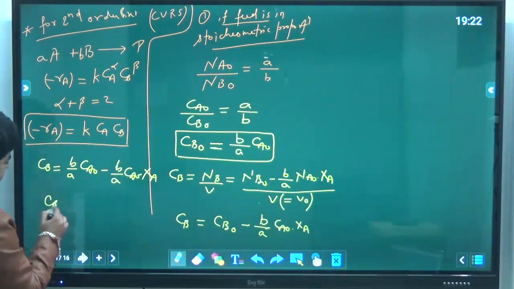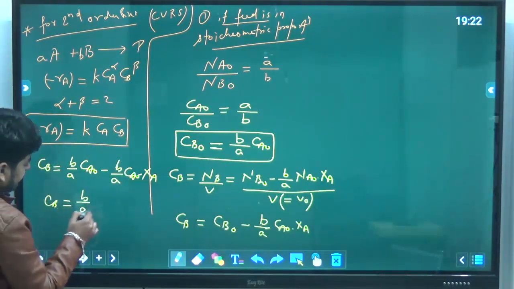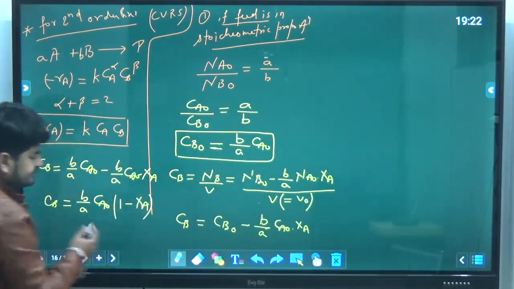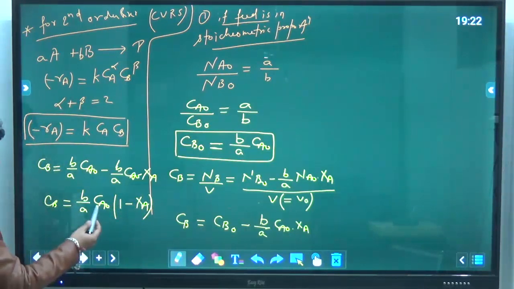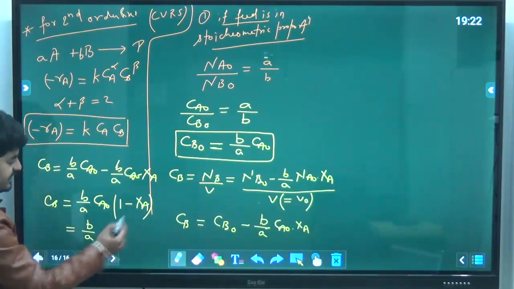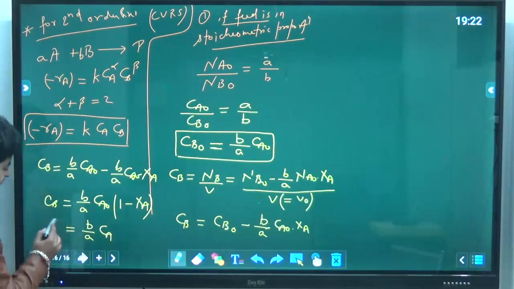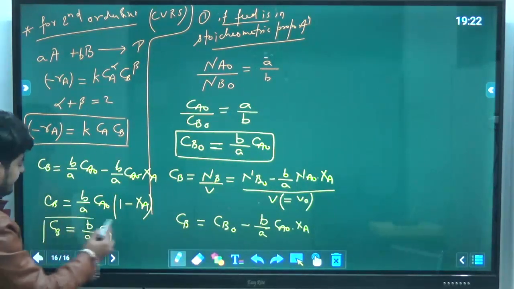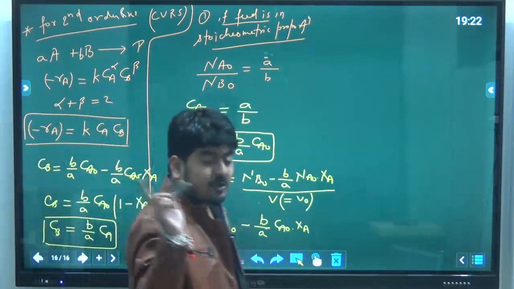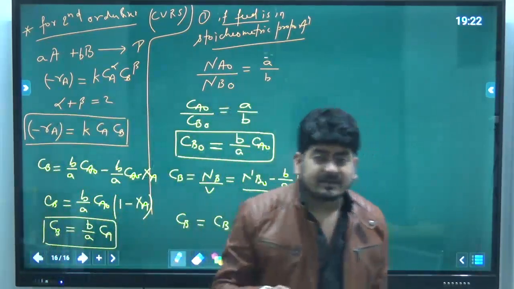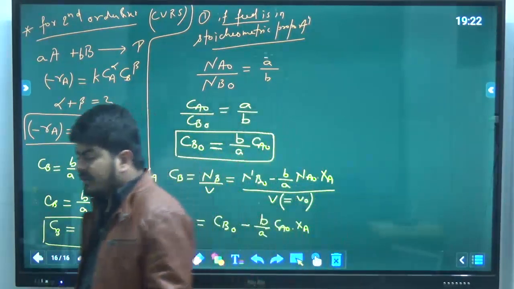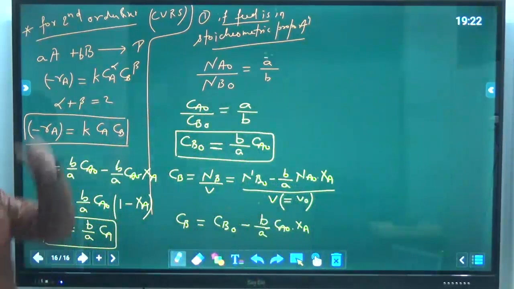So if you take B by A into Ca0 common, it will become 1 minus Xa. And Ca0 into 1 minus Xa is what? We know that Ca0 into 1 minus Xa is equal to Ca. So it means if feed is in a stoichiometric proportion, remember this point will also help you in material balance with chemical reaction in recycle operations. Okay, in material balance part, in process calculation.